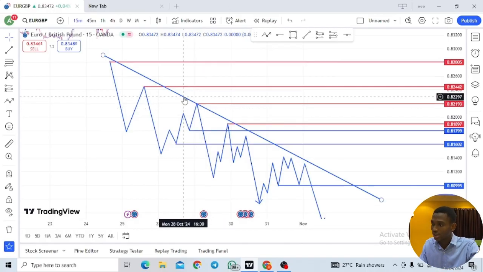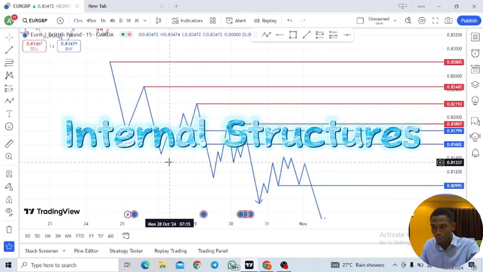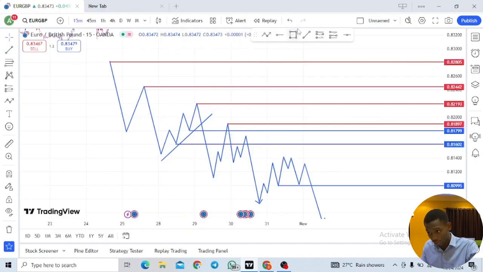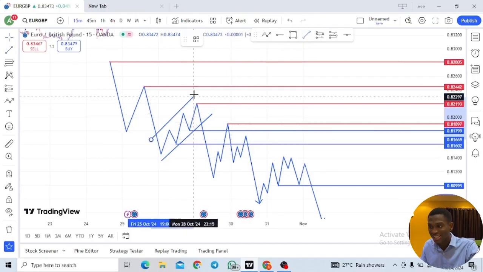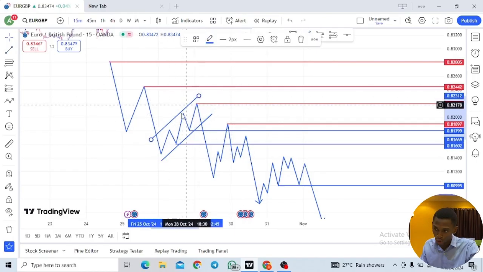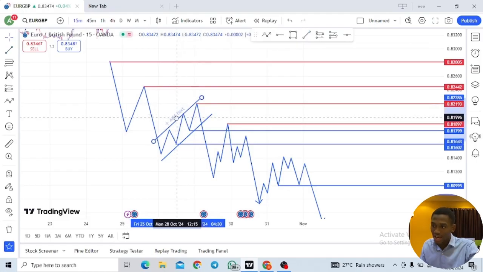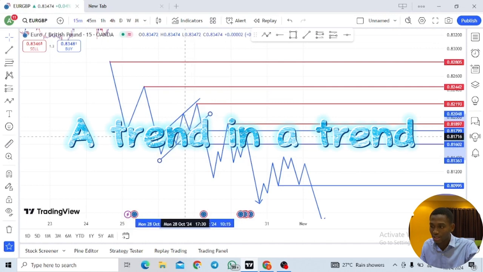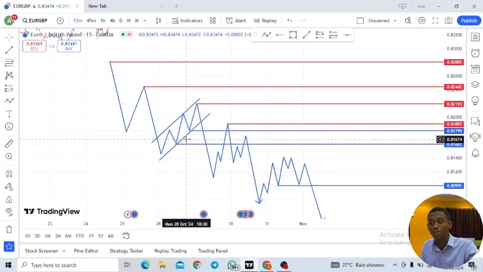And these kinds of things are called internal structures. We can see this is an uptrend. Yes, it is an uptrend, but it is an internal structure. I don't know if you've ever heard the phrase a trend in a trend. This is clearly what it means. It is a trend in a trend.